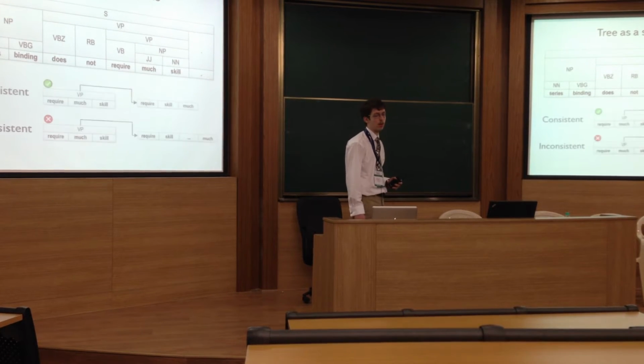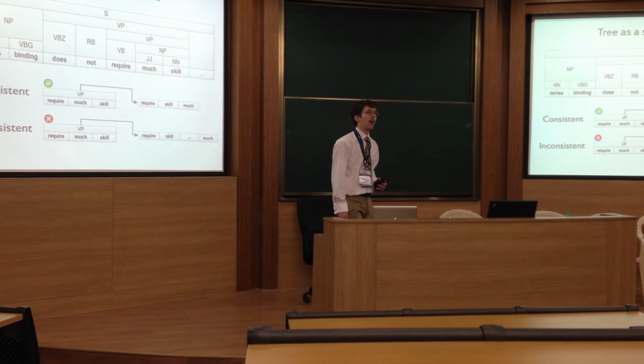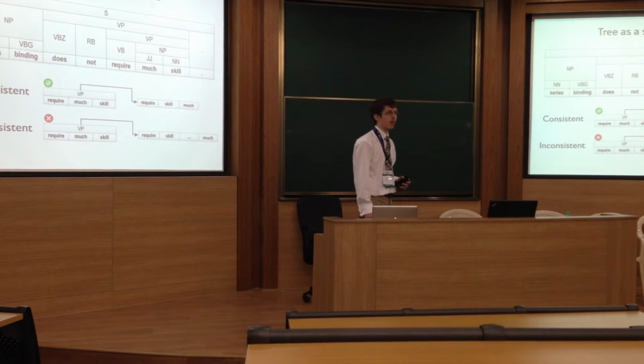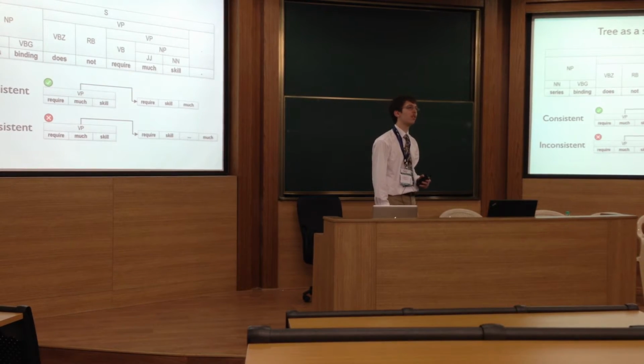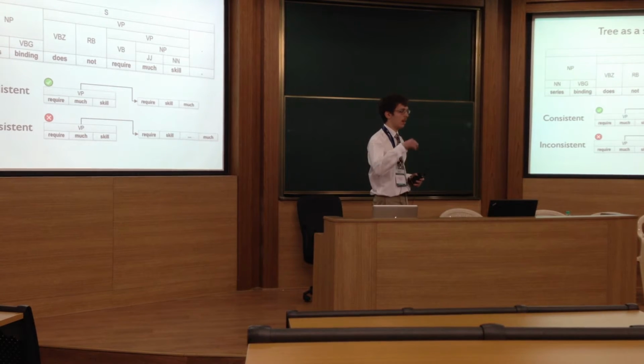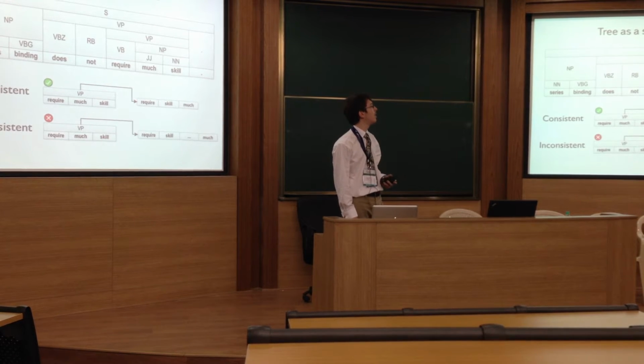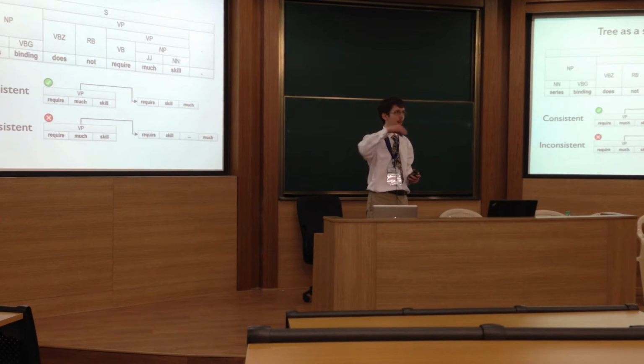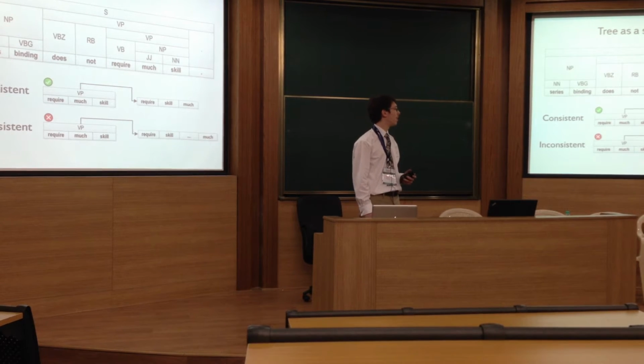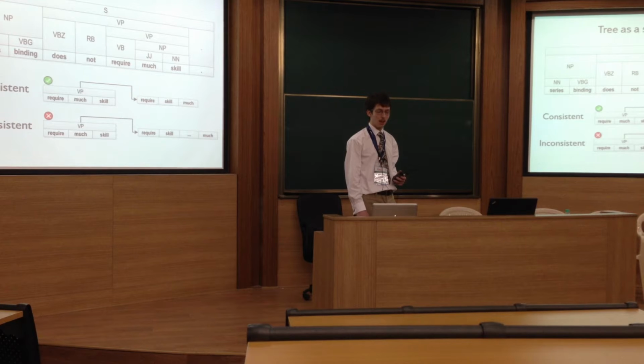So let's talk a bit about consistency. Consistent spans are those spans which don't break after reordering, so there is no word that gets inside the span. As an example, here all spans are consistent, but if we imagine that an extra word came between "skill" and "much", the span would become inconsistent.